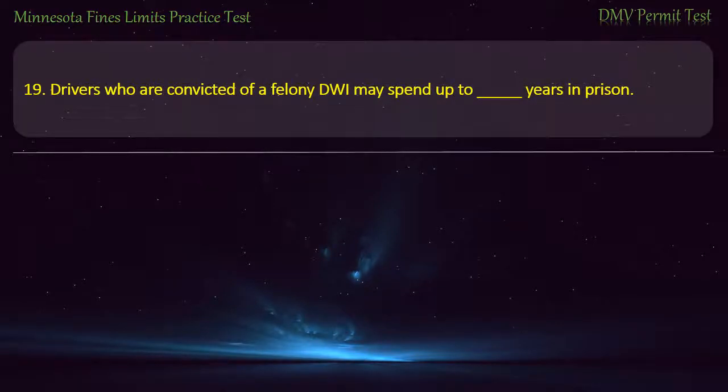Question 19. Drivers who are convicted of a felony DWI may spend up to blank years in prison. 7, 3, 5, 2. Answer. 7.